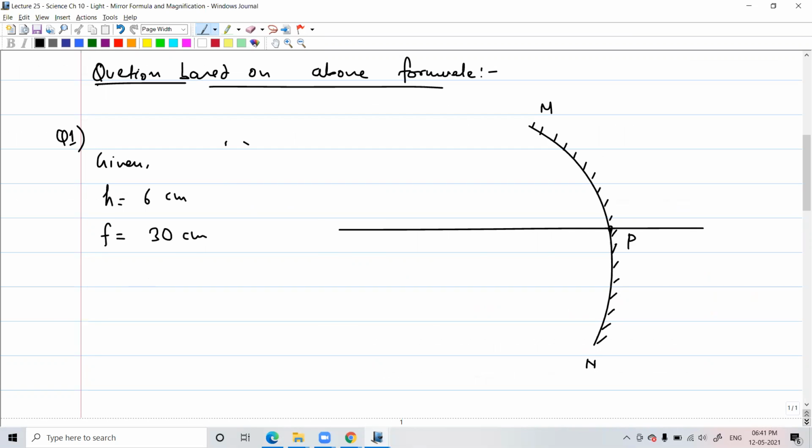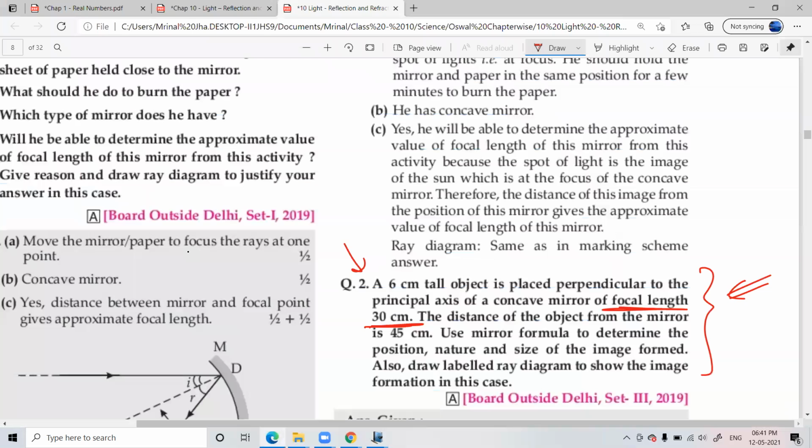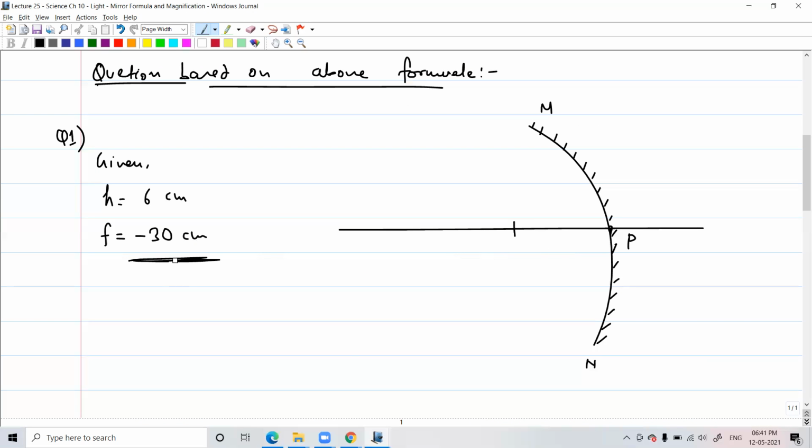Anyone wants to add something to this? There is a small mistake. Sir, focal length is minus 30. Yes, it will be minus 30 because the focal length will be on the left hand side. Focal length for a concave mirror is negative. So even though it's written as 30 over here, you would write it as minus 30. If you don't do that, your whole problem will be wrong. So be careful about this. It will not be given in the question most of the times.